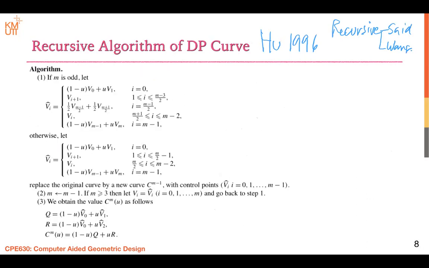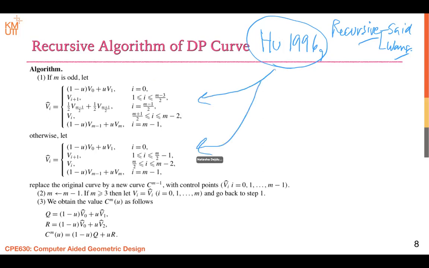If you can remember this, right? This one is a recursive form that is very similar to the recursive form of the Said and Wang ball in 1996, right? Also in this paper, they adopt the technique to represent the recursive formula for the DP curve as well, right? And okay, it's very simple like this.